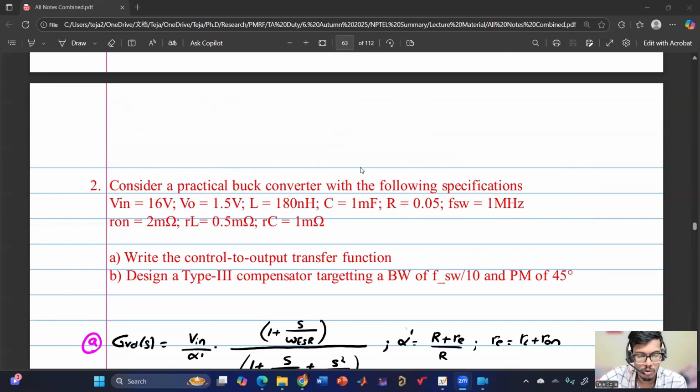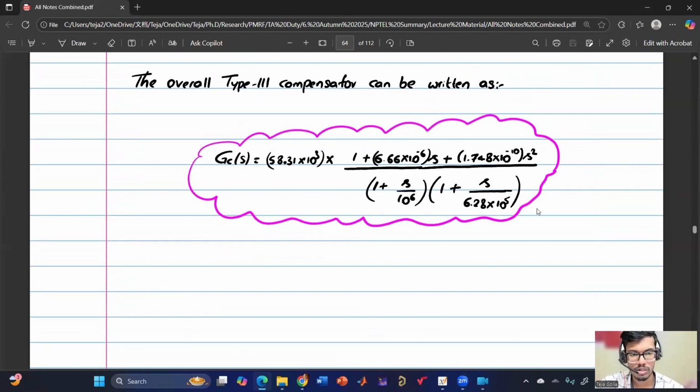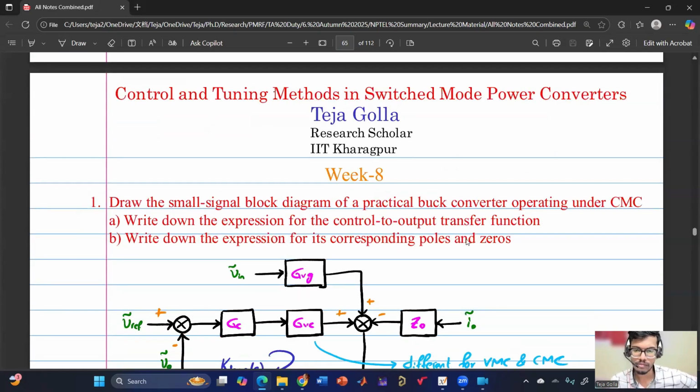Then we have quickly solved one problem where I have given bandwidth as well as phase margin, and how we can decide the design of the type 3 compensator to achieve both of these, and we have solved the problem to get the gains, and this is the overall type 3 compensator. If in your free time you can also do the same and then run the simulation and check whether it is able to achieve the same bandwidth and phase margin also. It should be. So you can do that also during your free time.